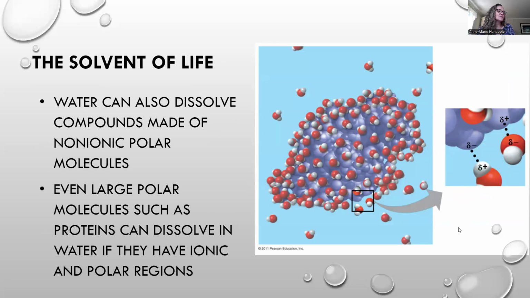And that's going to be the case for other molecules as well. So if you're talking about sugar, protein, large polar molecules, those can also get dissolved in water if there are enough polar regions for the water to surround it and dissolve it. So sugar is going to dissolve in water. The proteins are going to dissolve in water. Any molecule that is polar is going to get dissolved in that water because the water will form a hydration shell around those molecules.